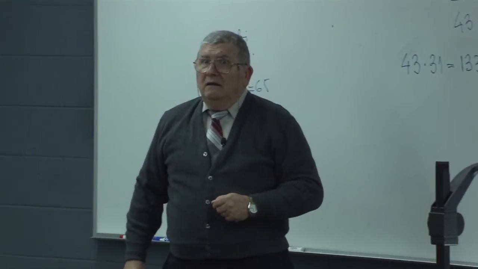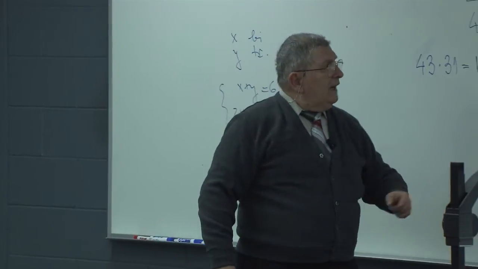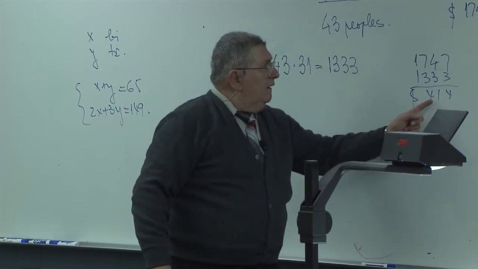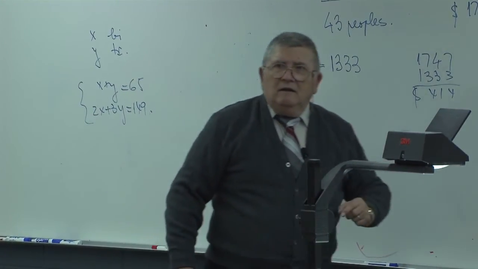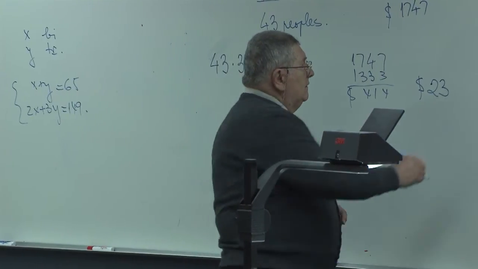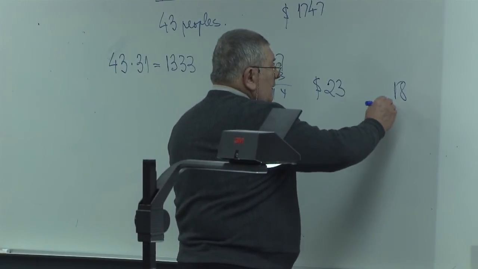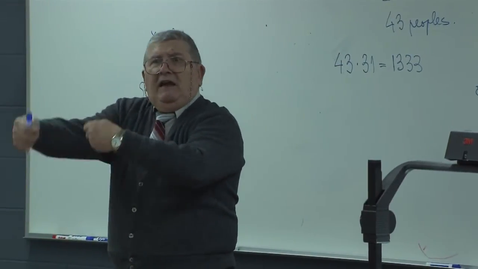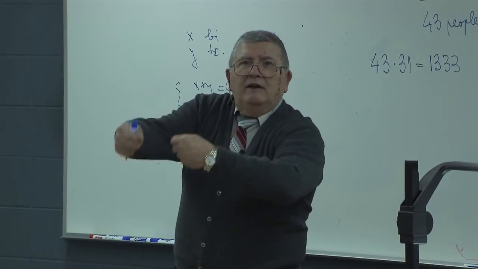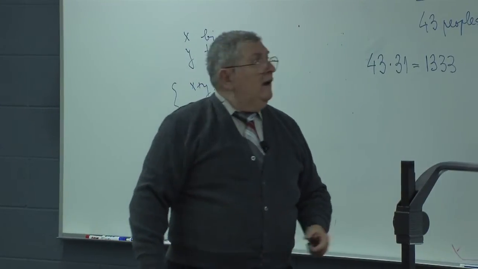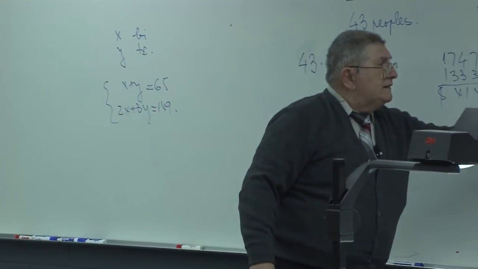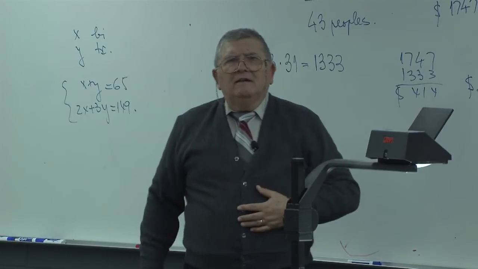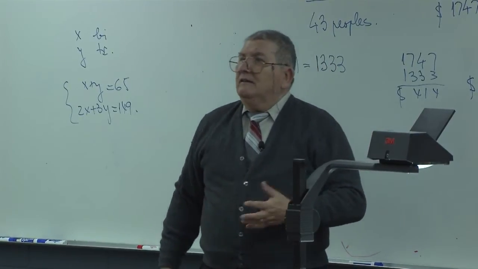Yes? So, how many times does 23 go in 414? 18. So, there were 18 times we replaced a child with an adult. So, there were 18 adults and 25 children.